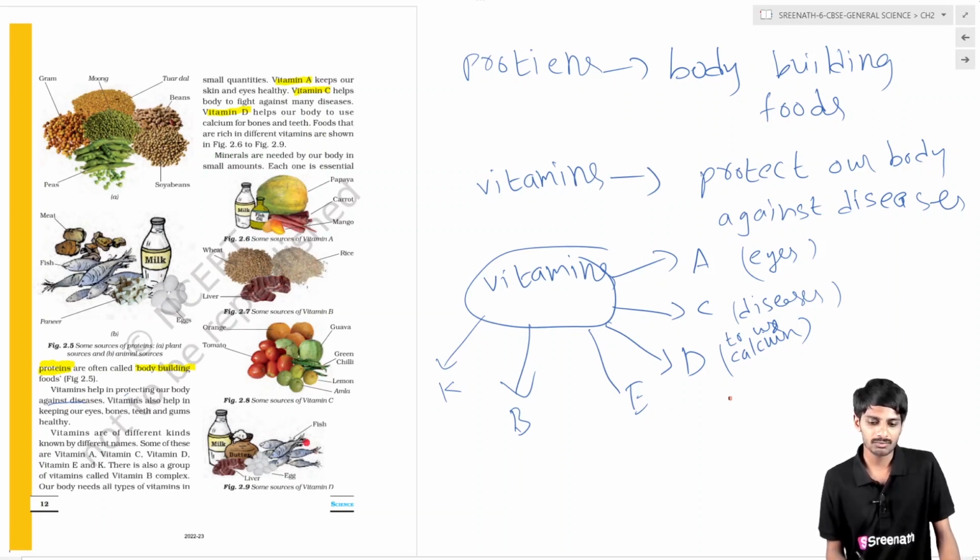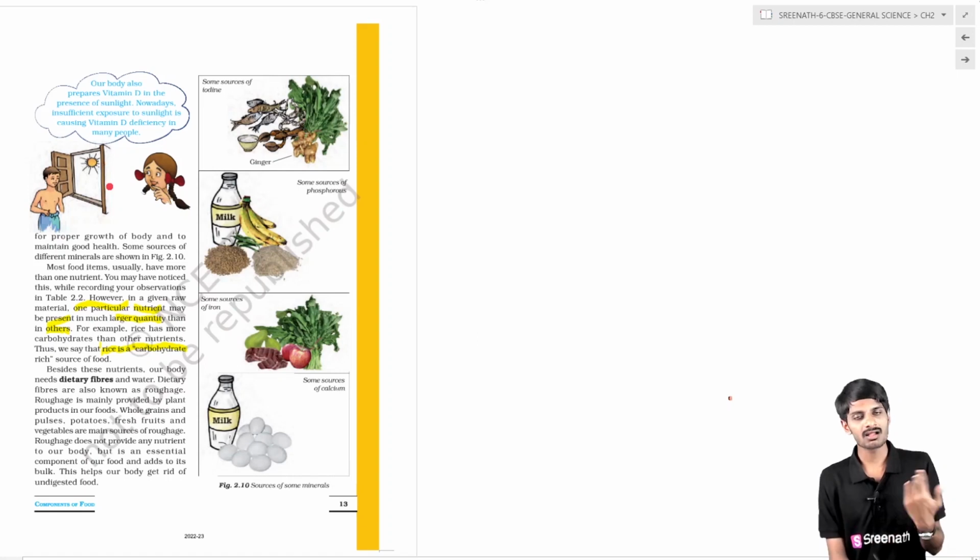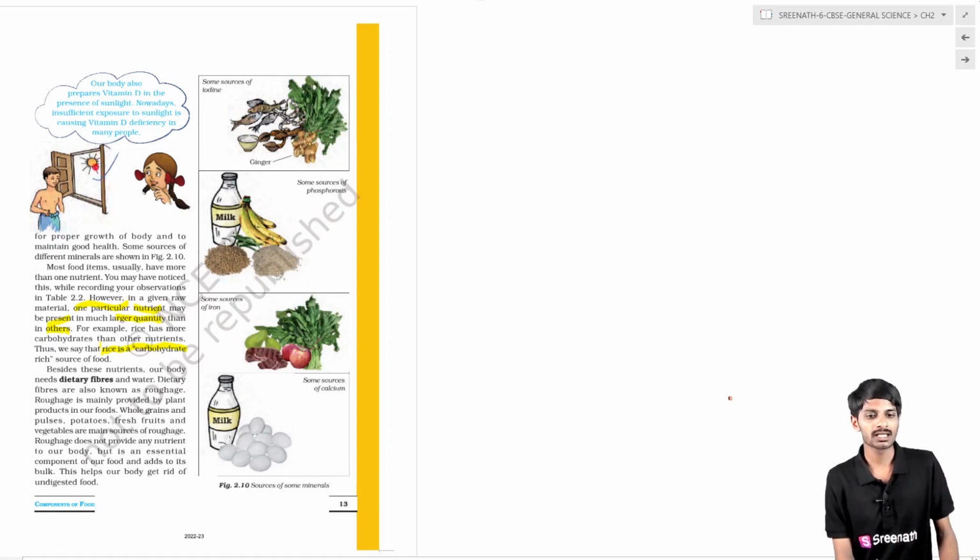Now what are the vitamin D rich foods? Milk, butter, fish, liver, eggs. Now our body prepares vitamin D in the presence of sunlight. Nowadays, insufficient exposure to sunlight is causing vitamin D deficiency in many people. We can get vitamin D from foods and also through sunlight.